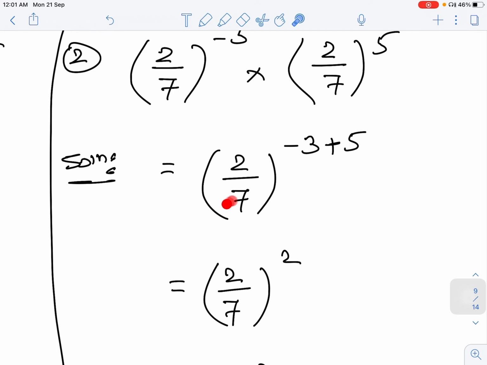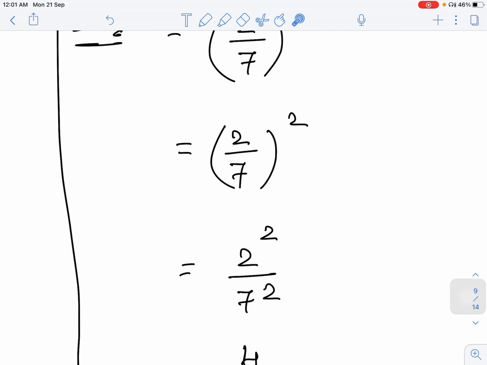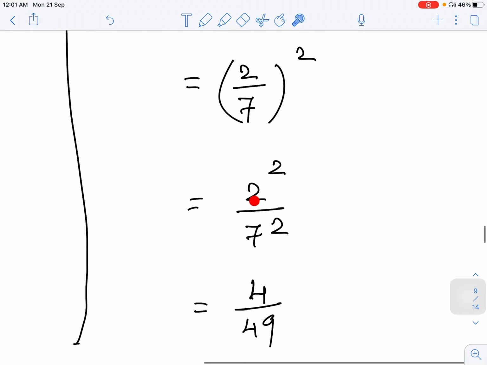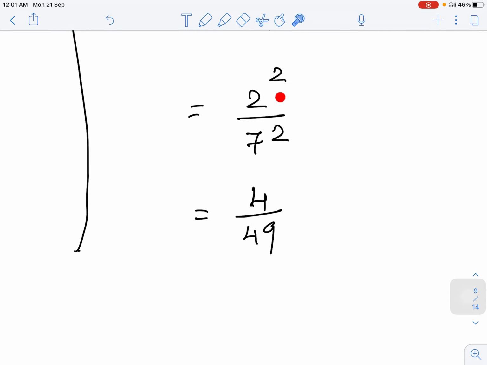Now this 2 upon 7 will remain as it is. Now these powers, they are having opposite sign. So whenever opposite signs are there, what we are doing? We are doing subtraction of numbers. So 5 minus 3, 2. So now this 2 is both for numerator at the same time for denominator. So in next step you will get 2 raised to 2, 7 raised to 2. Now 2 raised to 2 means 2 into 2, so that is 4. 7 raised to 2 means 7 into 7, that is 49.